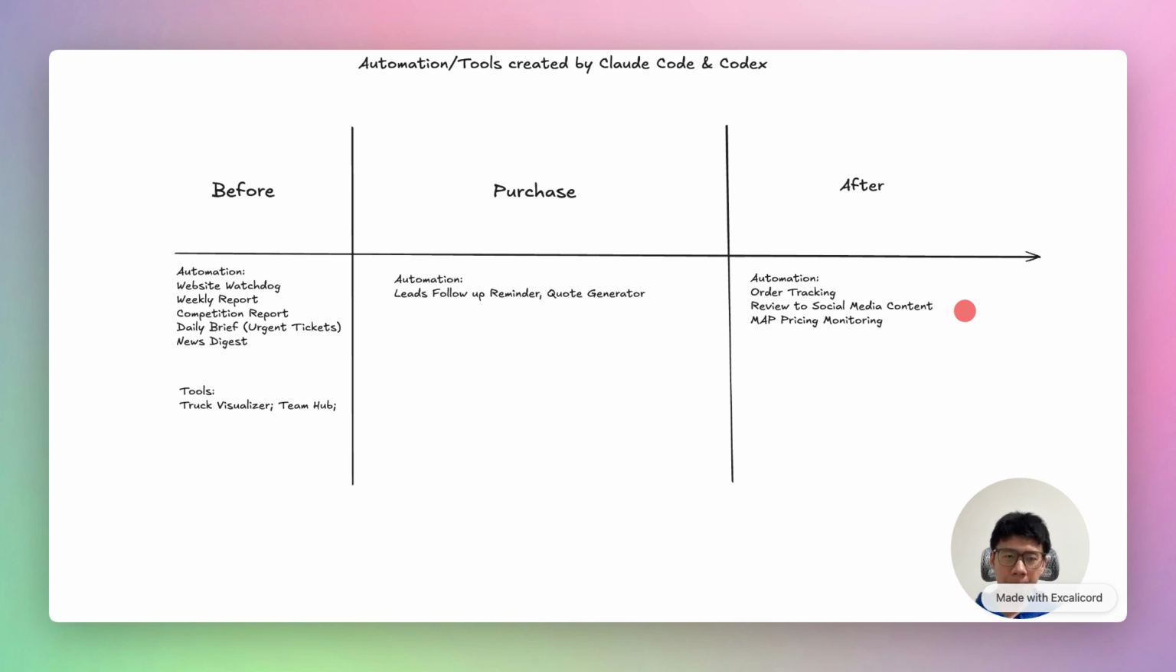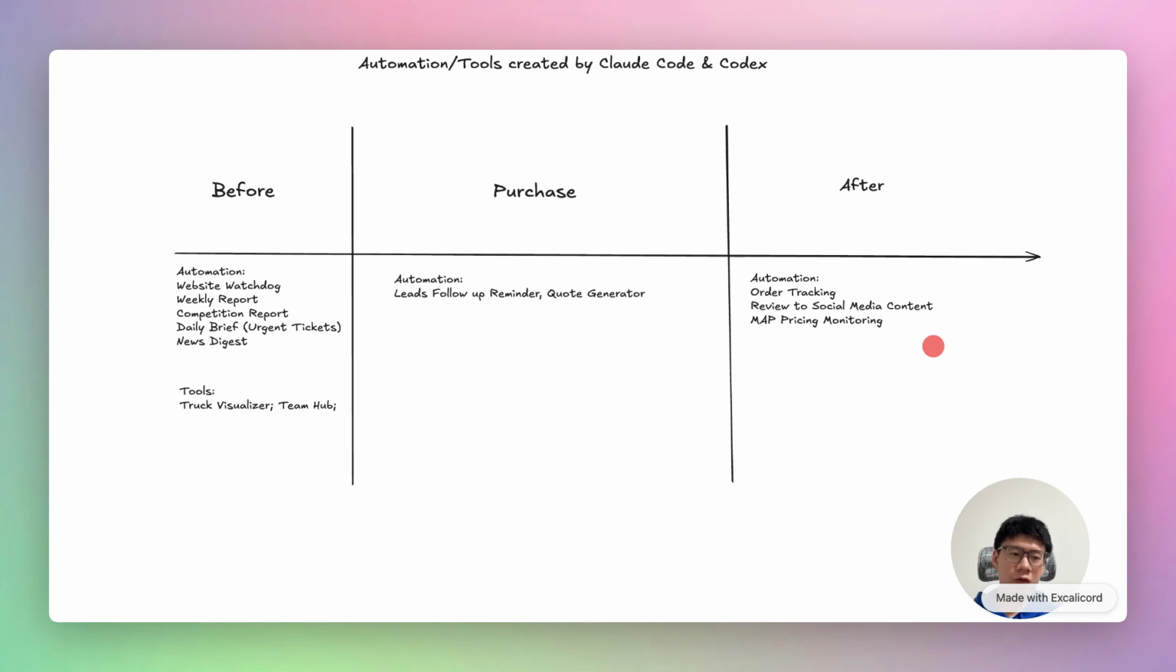Another thing is, since we are retailers, we have to strictly follow suppliers' MAP pricing. In this task, we used to spend a lot of time manually checking the supplier's price and comparing it with our store's price. We have to make sure that the prices are exactly the same.